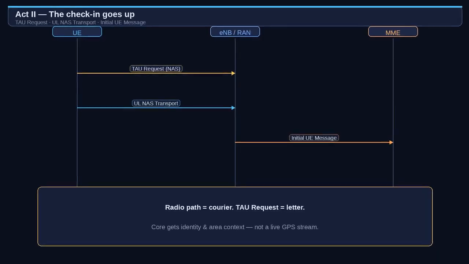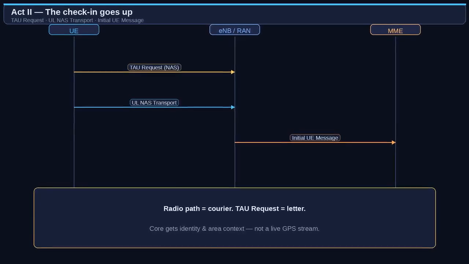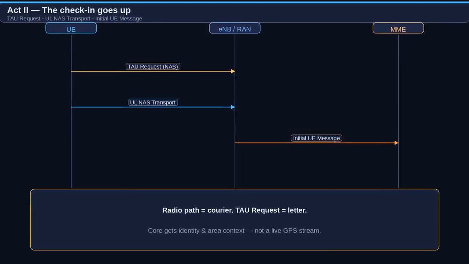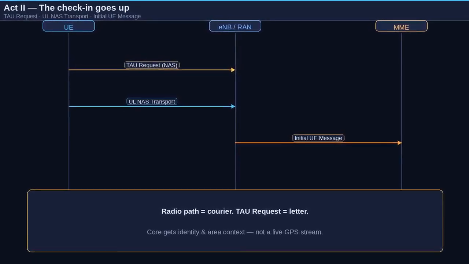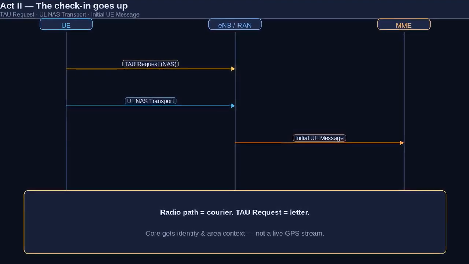Now the actual check-in begins. The UE forms a TA2 request. That NAS message is carried upward. On the diagram, you see UL NAS transport, and then the initial UE message toward the core side. So the MME receives the tracking area update request.